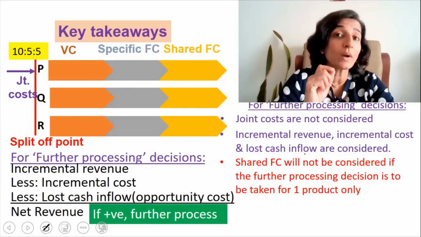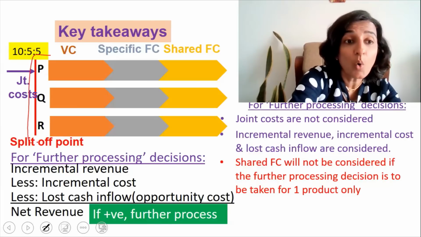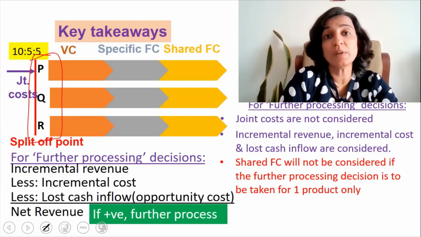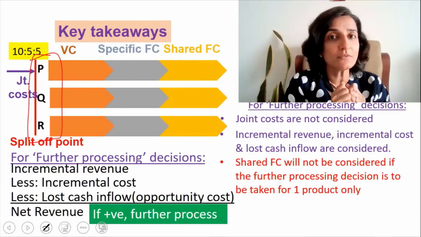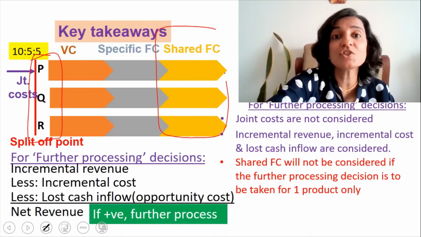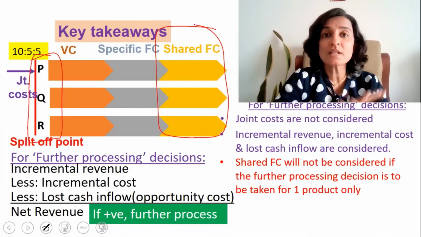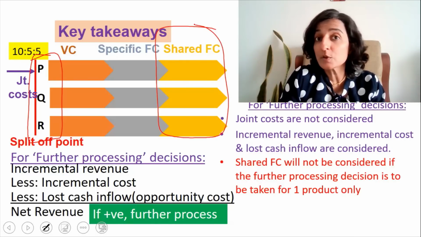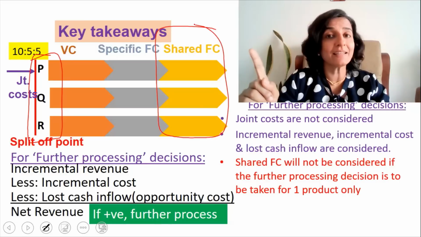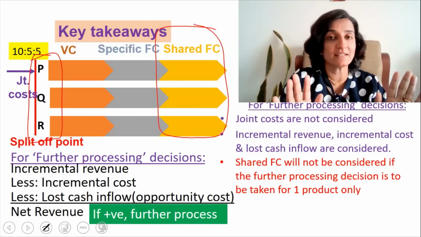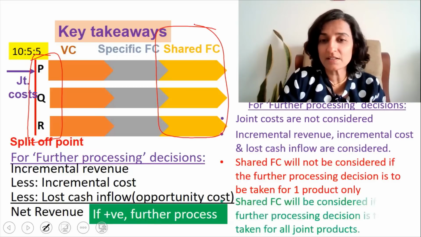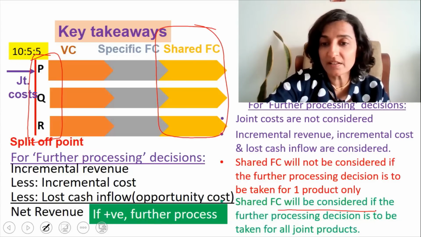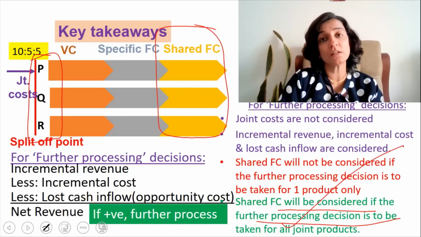Now let's take the case where the question asks you whether all the three joint products have to be further processed. So in such kind of situations, we have to consider the shared fixed cost. Why? Because if we are not processing all the three products, then definitely the shared fixed cost will also not be there. So always think carefully and then attempt the question. So the final point is, shared fixed cost will be considered if the further processing decision is to be taken for all the joint products. So we are finally done with the question.